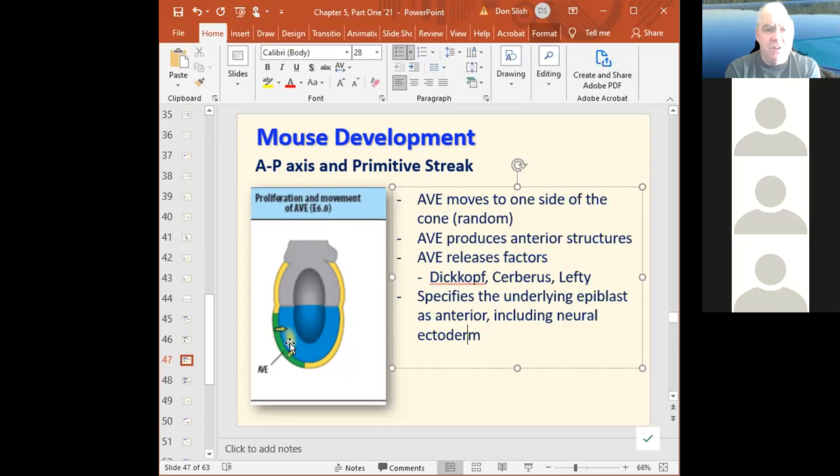Okay, so these are being released here, and that's going to specify that as anterior. Let me check my notes real quick, because I feel like I'm going really fast. I want to make sure I didn't forget something.